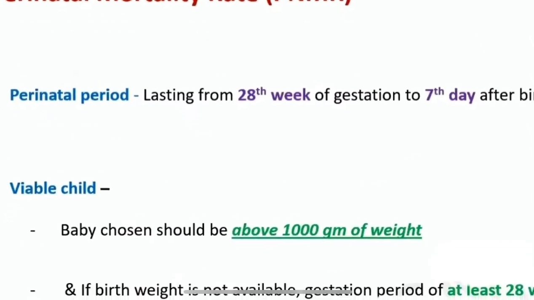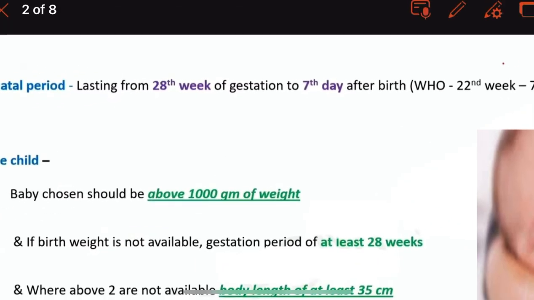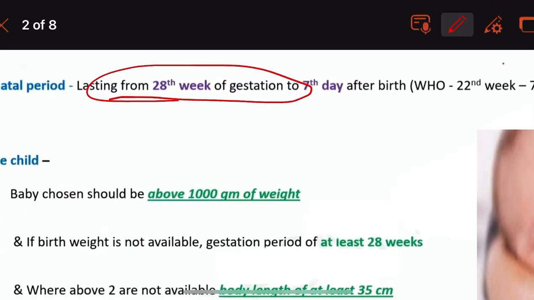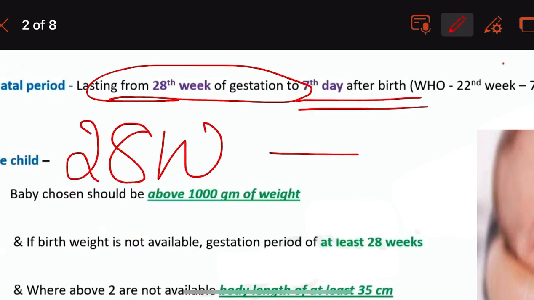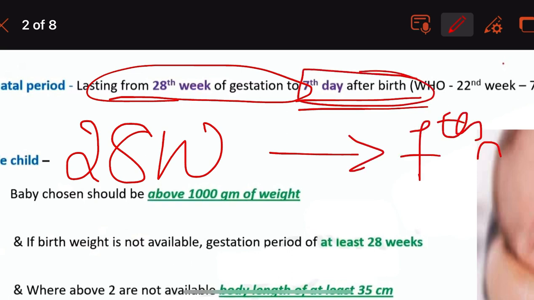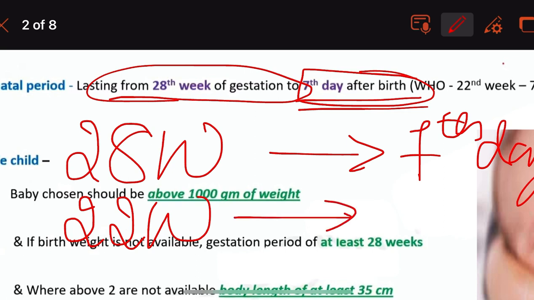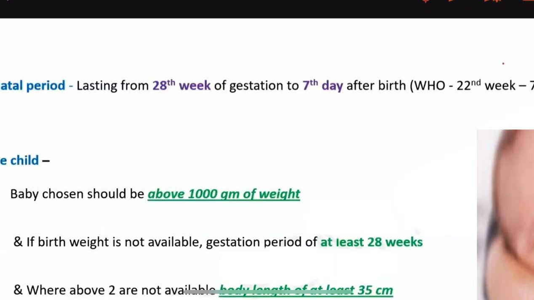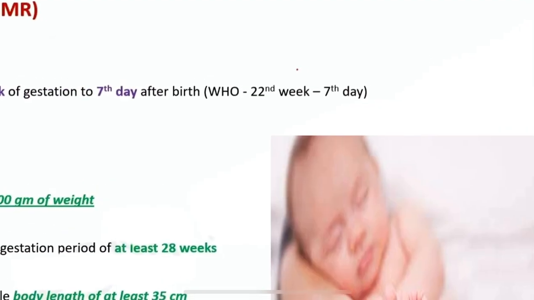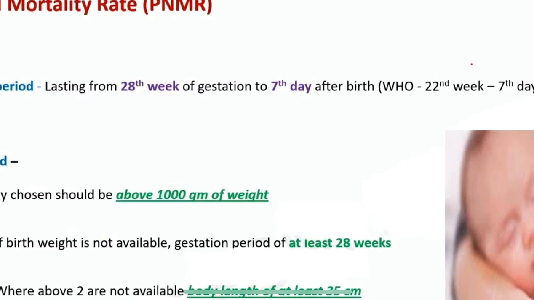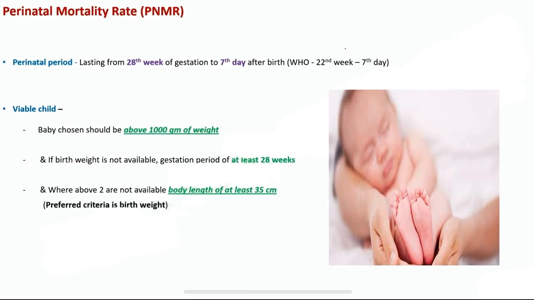So what is the perinatal period? The perinatal period lasts from 28 weeks of gestation to 7 days after birth. According to the World Health Organization, the perinatal period starts from 22 weeks of gestation to the 7th day of birth. That is the perinatal period. The deaths which occur during this time period are the perinatal mortalities.